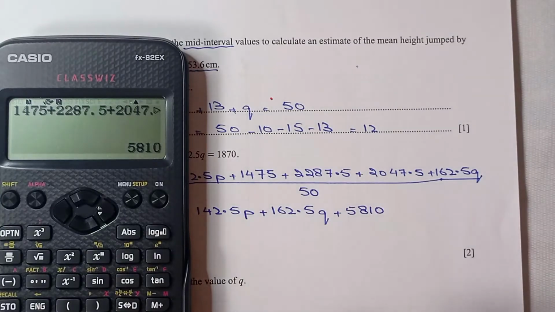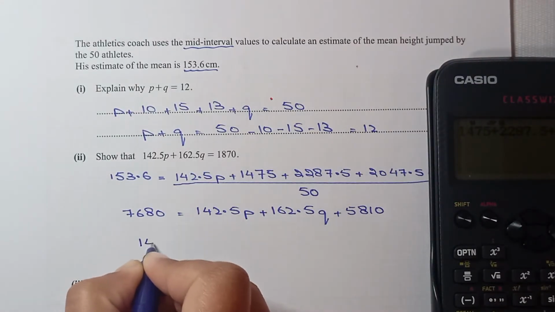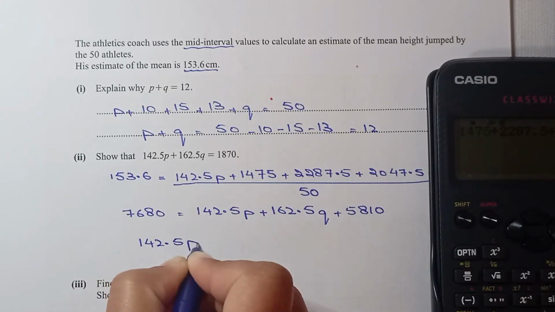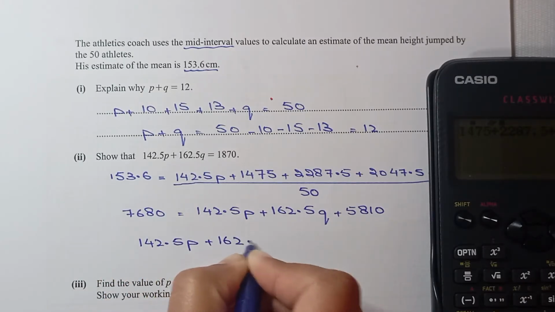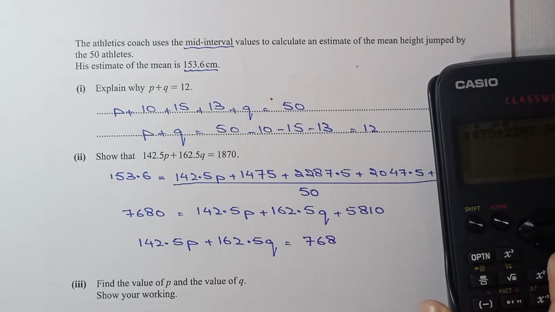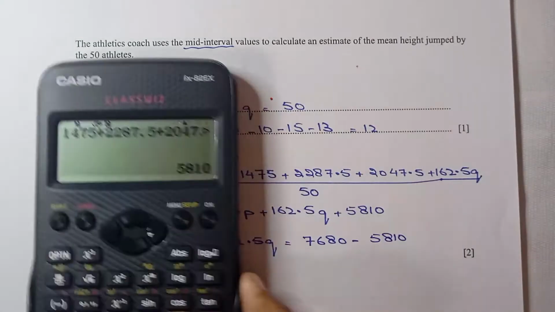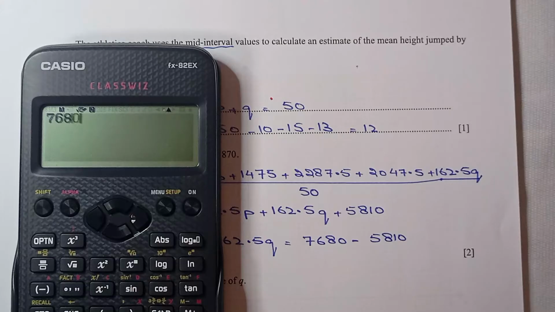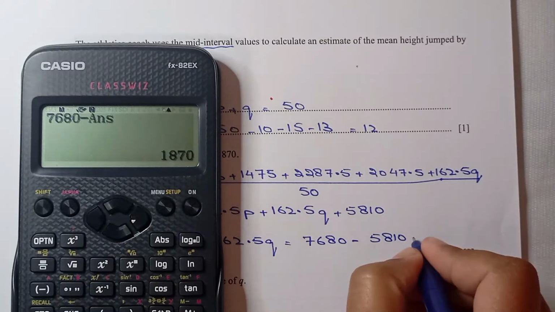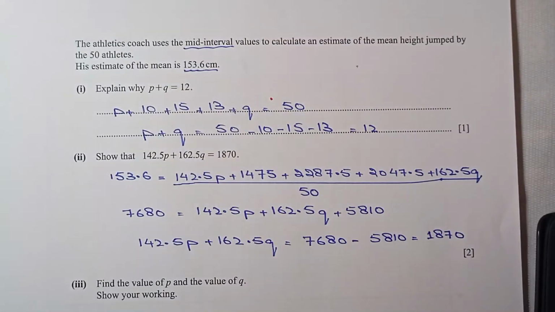5810, right? Okay, so if I can further simplify, it would be 142.5 P plus 162.5 Q. This would be equals to 7680 and subtract 5810, right? So 7680 is going to subtract with that one. This would be 1870. So we have shown that this plus this would be 1870.